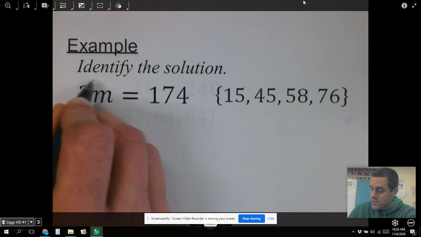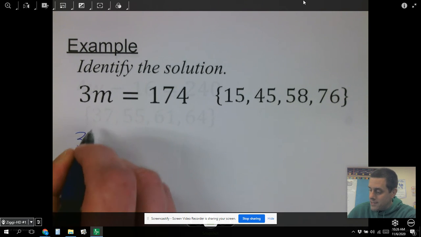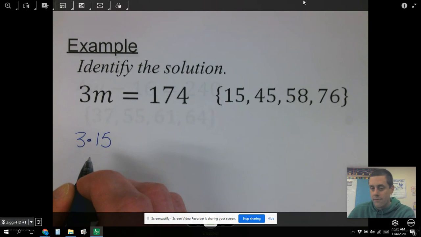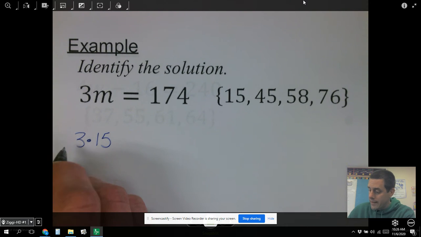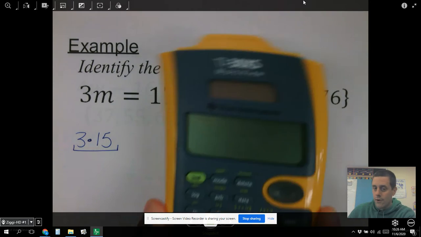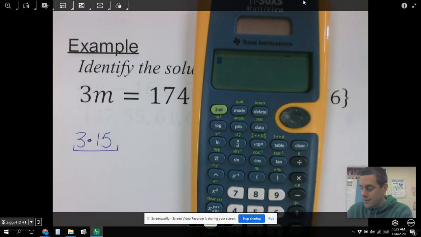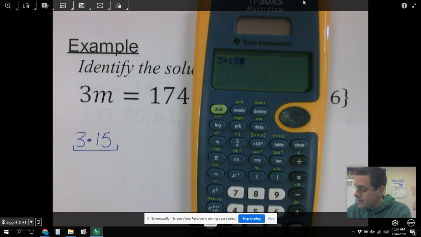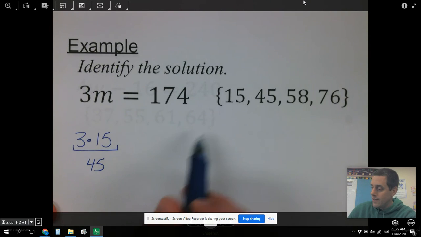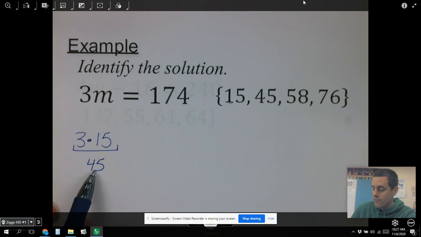So I'm going to start with this expression 3 times m. And in place of the m, I'm going to substitute my first value. 3 times, in place of m, I'm putting a 15. Now let's actually perform that calculation, 3 times 15. If you need a calculator, go for it, no problem. Calculators are permitted on all these topics. 3 times 15 gives us 45. So when I substitute a 15 into m, the left side of my equation has a value of 45.